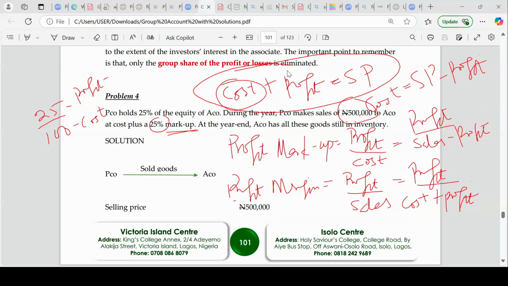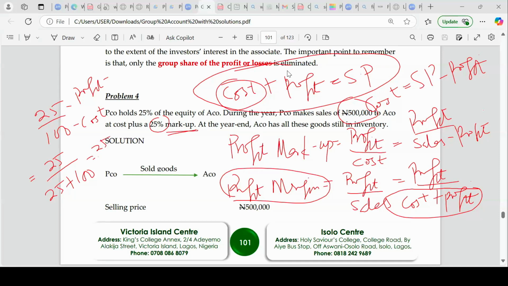If I want to convert to margin, what do I do to get sales? I will add cost plus profit. So I'll come here and say cost plus profit. Cost is still 100, profit is 25. So this is 25 all over 125. It is this I am going to apply on 500,000. All right. So that is how I'm going to get the amount of the profit.